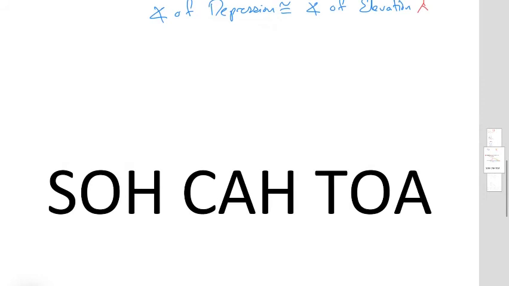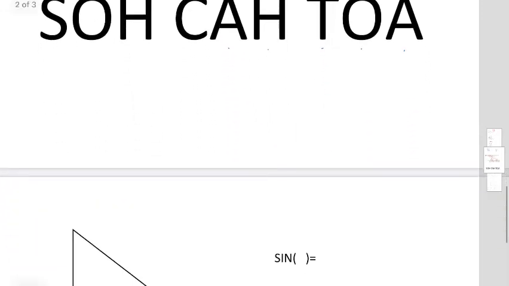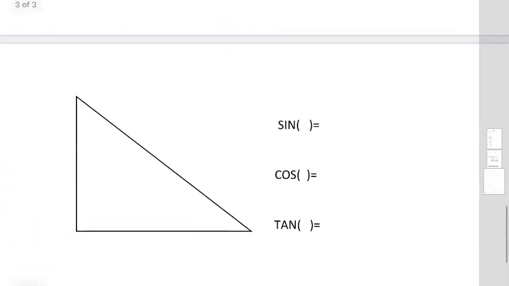And here comes good old SOHCAHTOA. Okay, so remember, SOHCAHTOA stands for sine is opposite over hypotenuse, cosine is adjacent over hypotenuse, and tangent is opposite over adjacent. So we're going to do one example of how we label things. So once again, in order for me to use trig, it has to be a right triangle. And you normally are going to use trig whenever you're looking for a side.